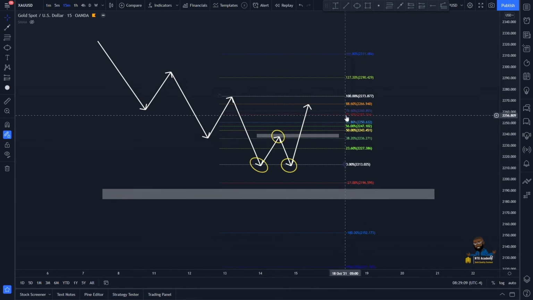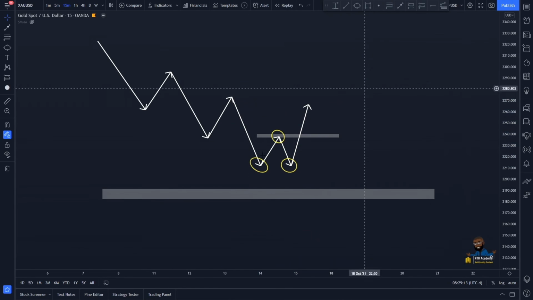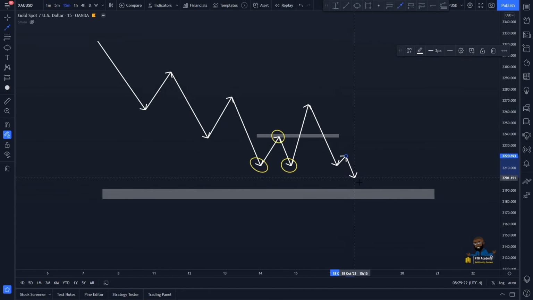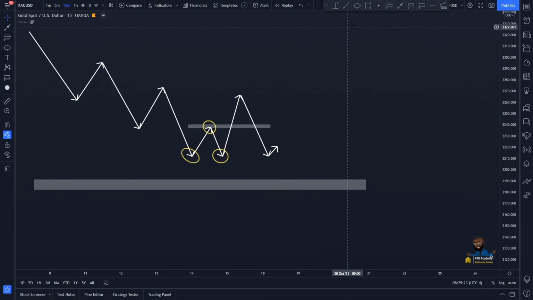We locked and closed above the 72. So this is not retracement. This is starting to be signs of reversal, right? So once I get back into that support zone, and this starts to play as support again, we just push down a little bit further.